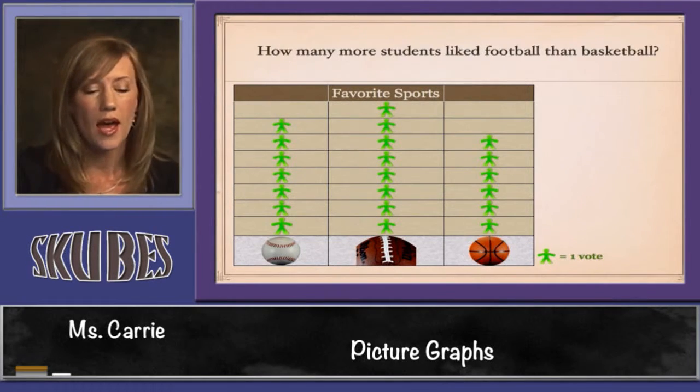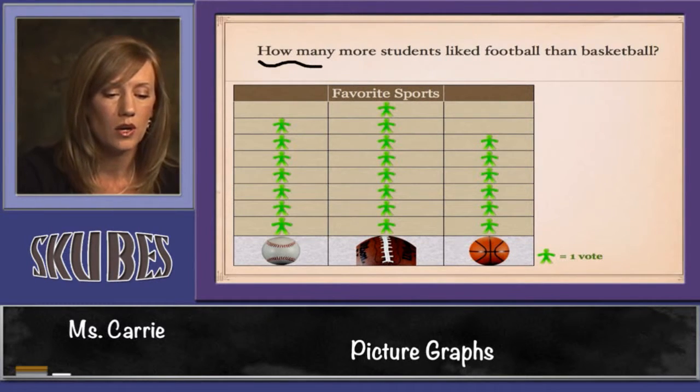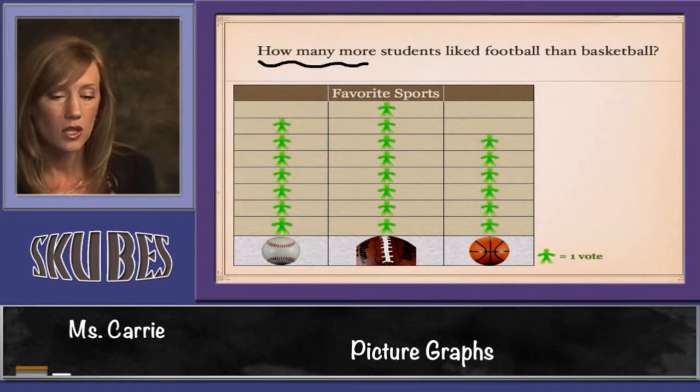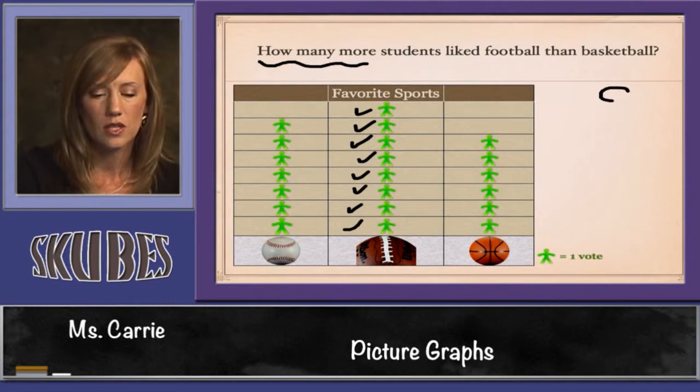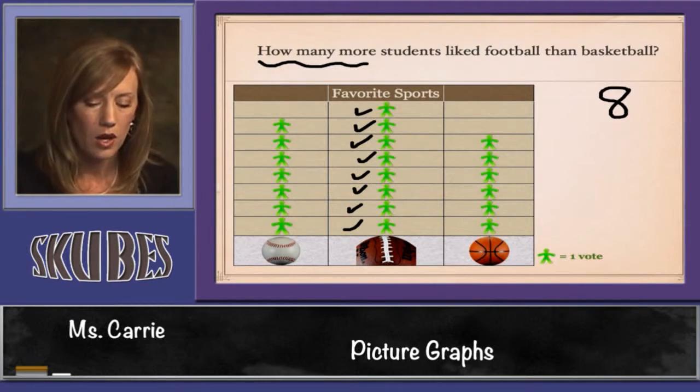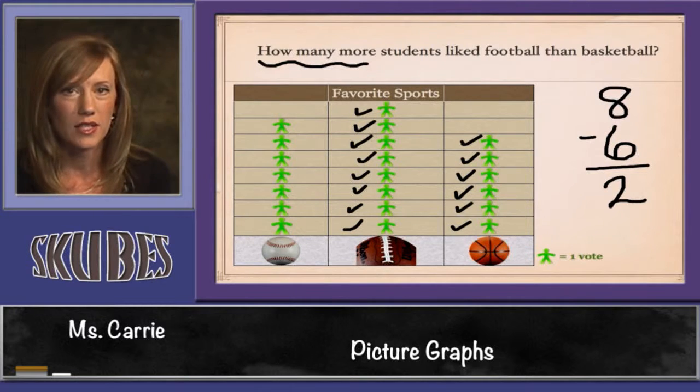Now the last question asked, how many more students liked football than basketball? How many more means subtract, so we know we're going to subtract. Well, let's see how many liked football. There were 1, 2, 3, 4, 5, 6, 7, 8. 8 students liked football, and basketball had 1, 2, 3, 4, 5, 6. So we subtract 6 from 8, and we get 2. 2 more students liked football than basketball. That concludes our lesson today on picture graphs.